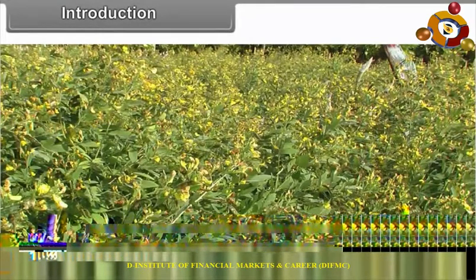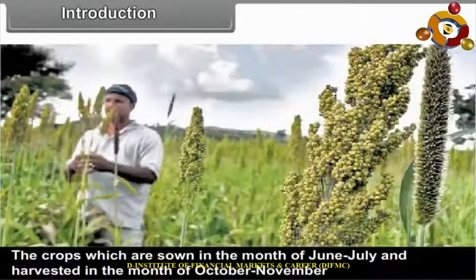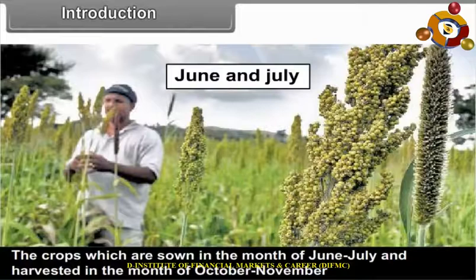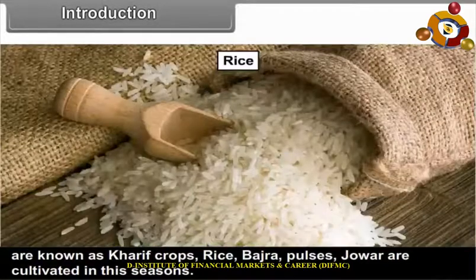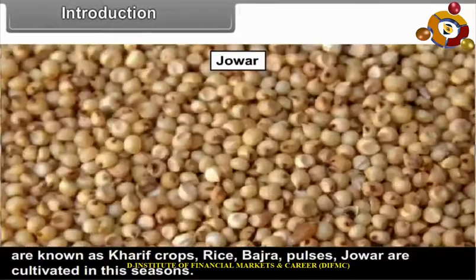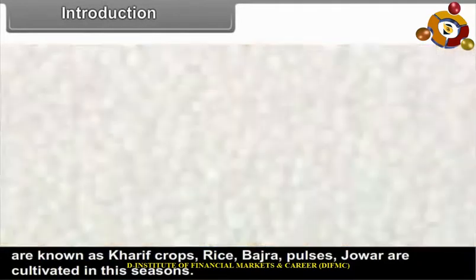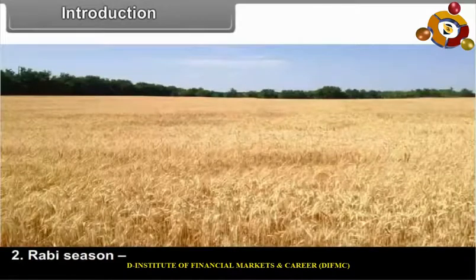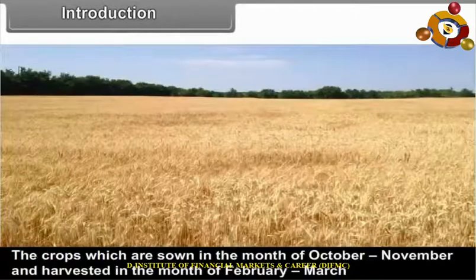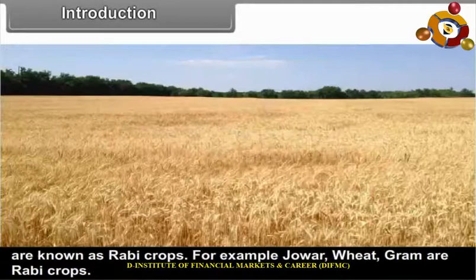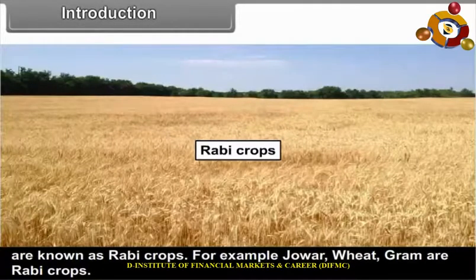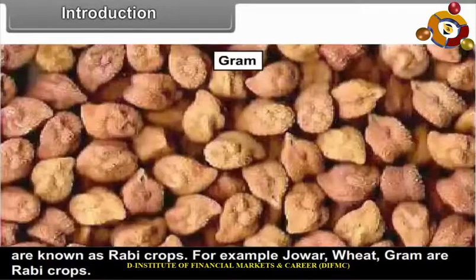Number 1, Kharif season. The crops which are sown in the month of June and July and harvested in the month of October or November are known as Kharif crops. Rice, bajra, pulses, jowar are cultivated in these seasons. Number 2, Rabi season. The crops which are sown in the month of October or November and harvested in the month of February or March are known as Rabi crops. For example, jowar, wheat, gram are Rabi crops.